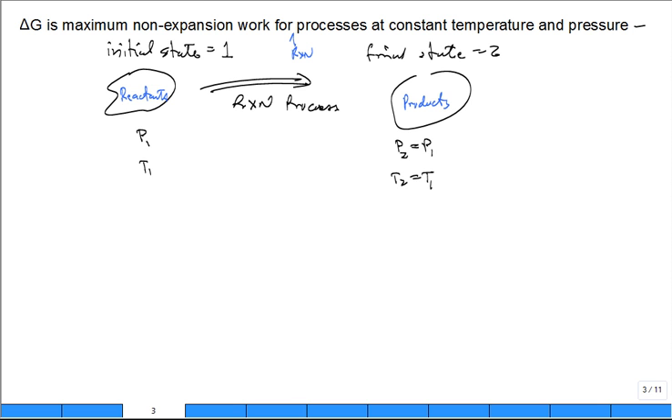So let's apply the first law of thermodynamics for a closed system undergoing a process from initial state 1 to final state 2, neglecting changes in kinetic and potential energy. So we're left with the equation that U2 minus U1 is equal to Q in, and I'm going to emphasize that, minus W out.